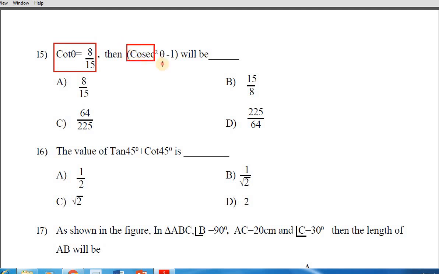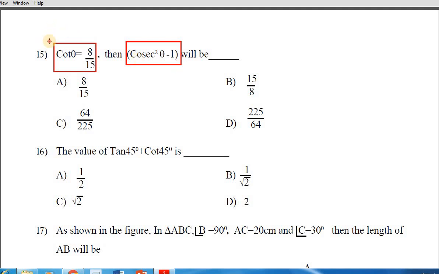Then cosec square theta minus 1 will be. Here you wanted to use the third trigonometric identity, that is 1 plus cot square theta equals cosec square theta. So the right hand side 1 transfers to the left hand side, and we get cosec square theta minus 1, which equals cot square theta. It means this value will be equal to cot square theta.